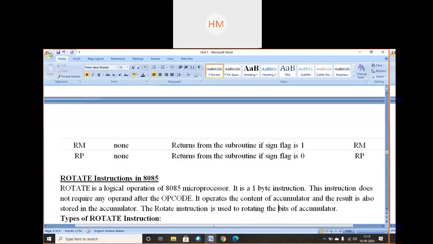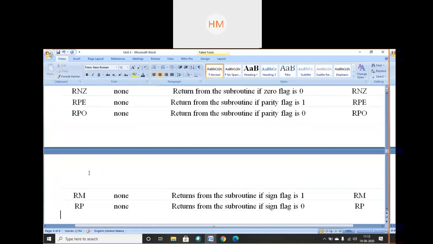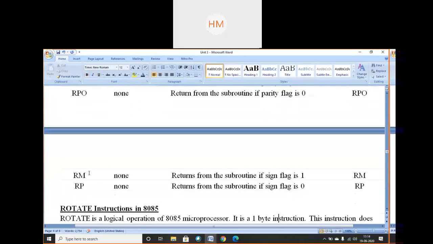Clear? But you have to remember how you have to write this instruction. RC, RNC, RZ, RNZ, RPE, RPO, RP, RM and RP. That you have to remember.